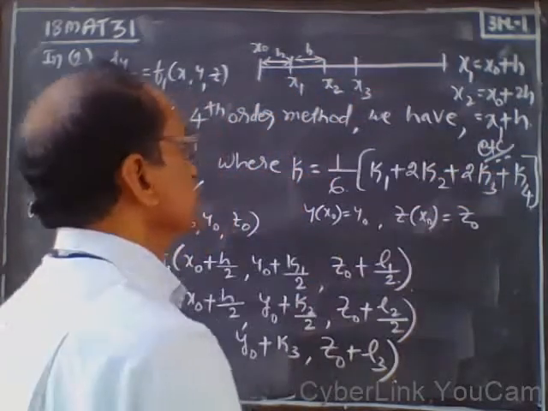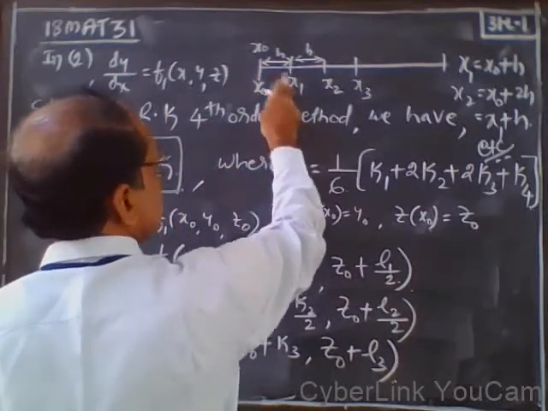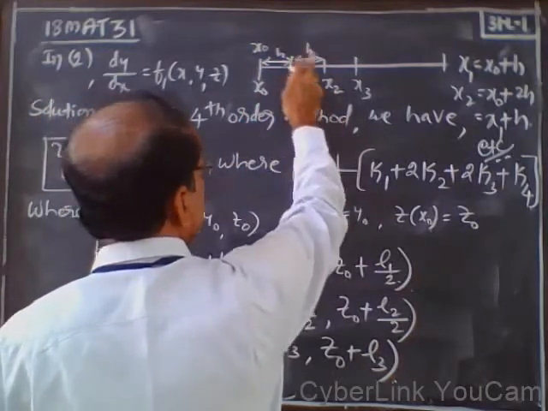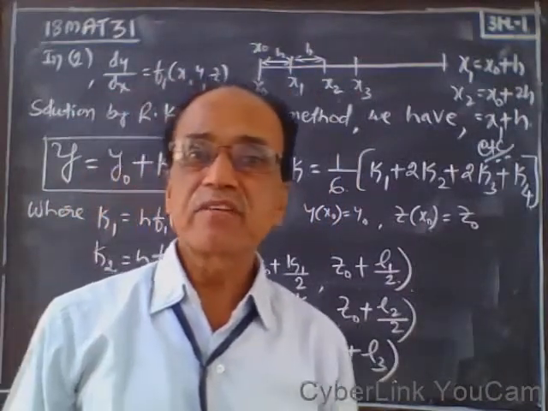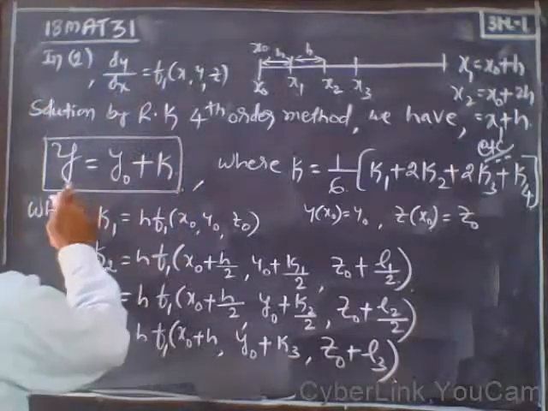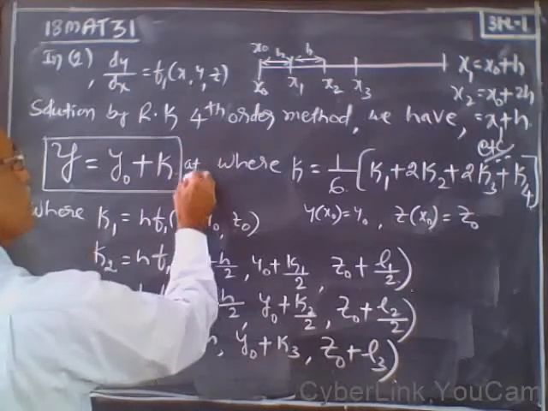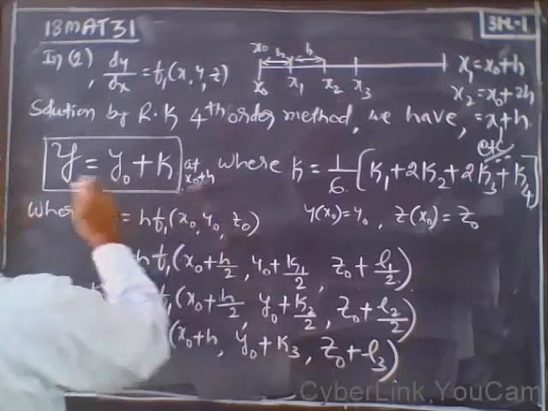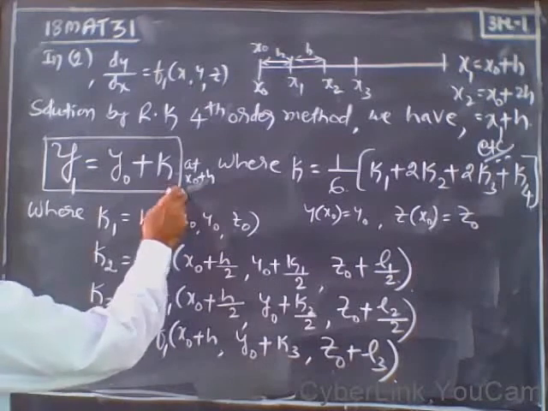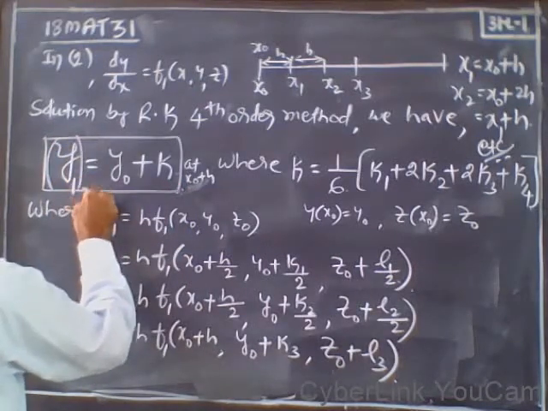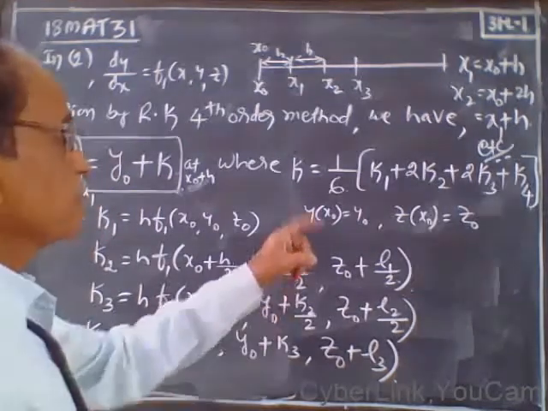If you go on adding, h will be the common spacing between these points: the difference between x0 and x1 is h, and between x1 and x2 is h. All these discussions are only for equally spaced values of x. That means y takes the calculation y0 plus k at the first value, x0 plus h, which is called y1, at x1. That means y1 at x1 is equal to y0 plus k by the Runge-Kutta method for the first differential equation.